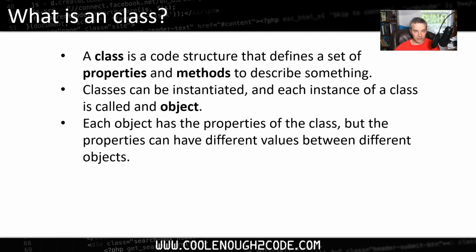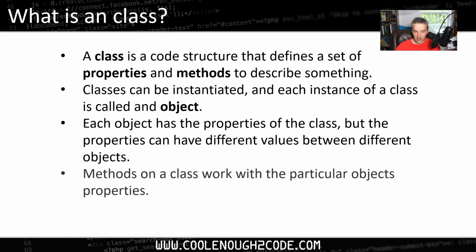So every instance of a class is called an object, and every object can have properties associated with it that have different values from another instance of that same class. This will become a little bit more clear when we look at an example in just a minute. And also, methods on classes are used to work on those properties.